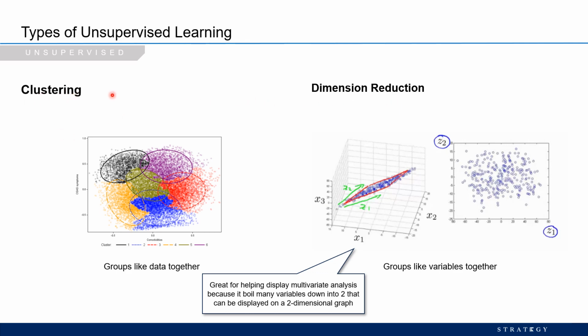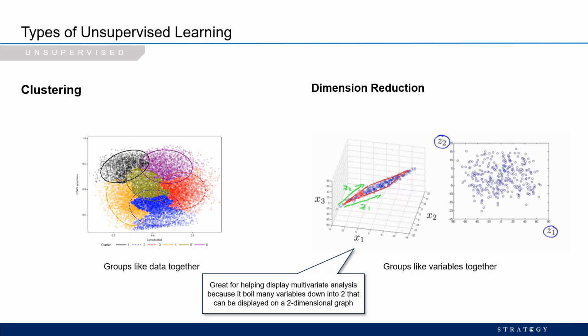Clustering is pretty intuitive. We were just talking about that with grouping different data points together. Dimension reduction is a little bit different. Clustering is focused on grouping like data, whereas dimension reduction is not actually focused on grouping like data, but rather on grouping like variables or features together. So where it gets its name is that it's reducing the dimensions of a data set. Dimensions are features.